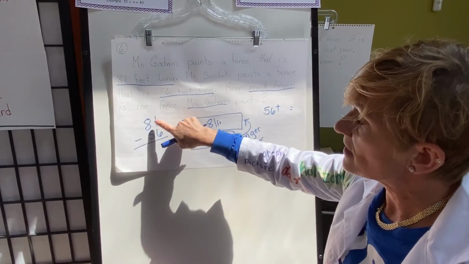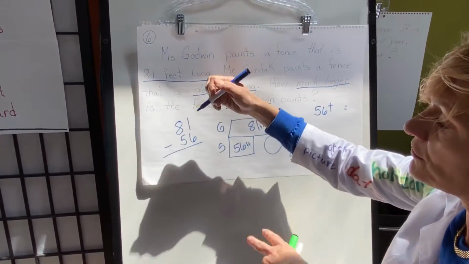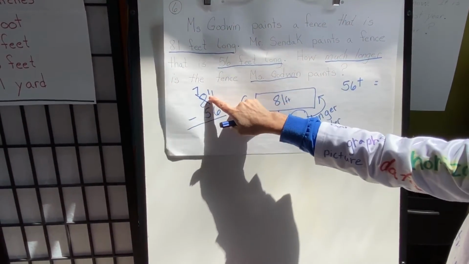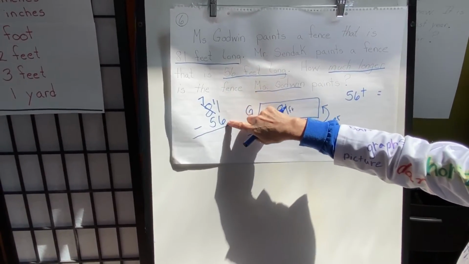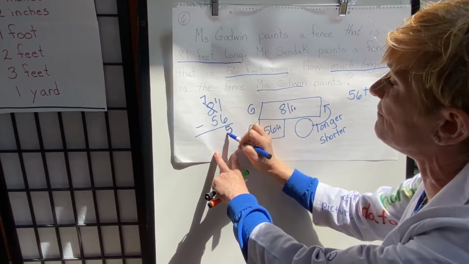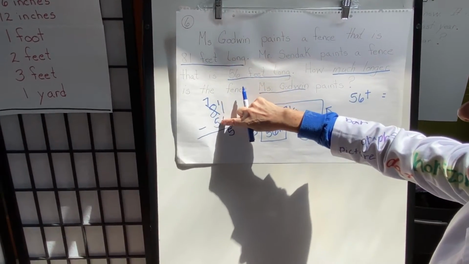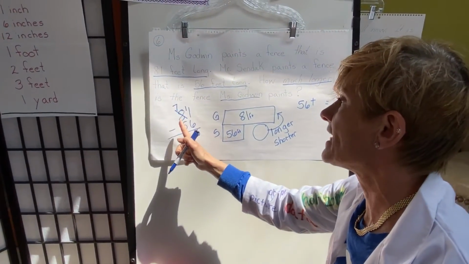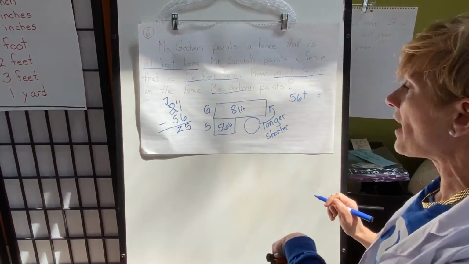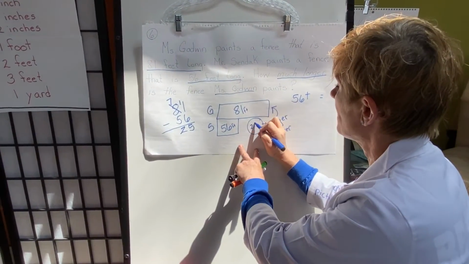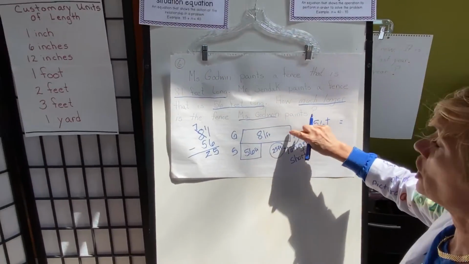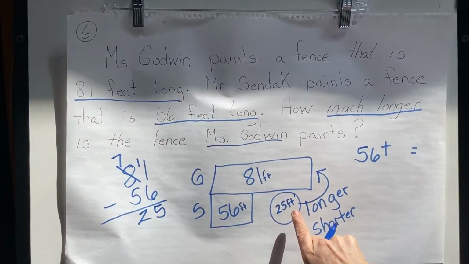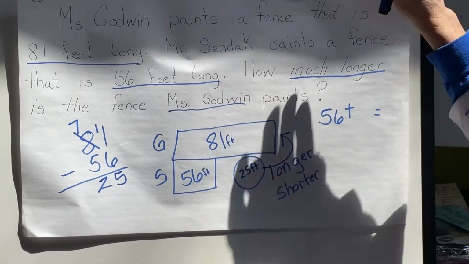1, take 6. Greater amount on the floor. I have to ungroup next door, leaving it with 7 tens, and I'm bringing a 10 over. 1 is 11. 11 take away 6. Now I can do that. That is 5. 7 tens take away 5 tens. I know 7 take away 5 is 2. 70 take away 50 is 20. You're correct. It is 25 feet longer. And this is, Mr. Sendak is 25 feet shorter. That's how we're looking at our comparisons.